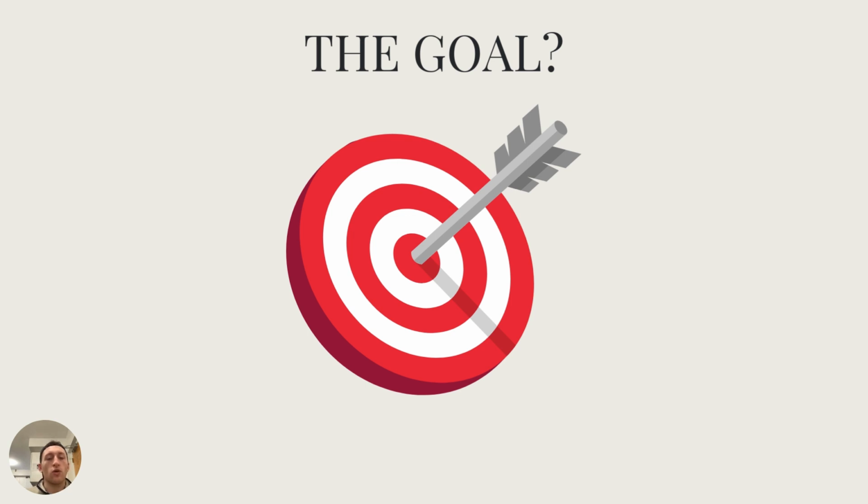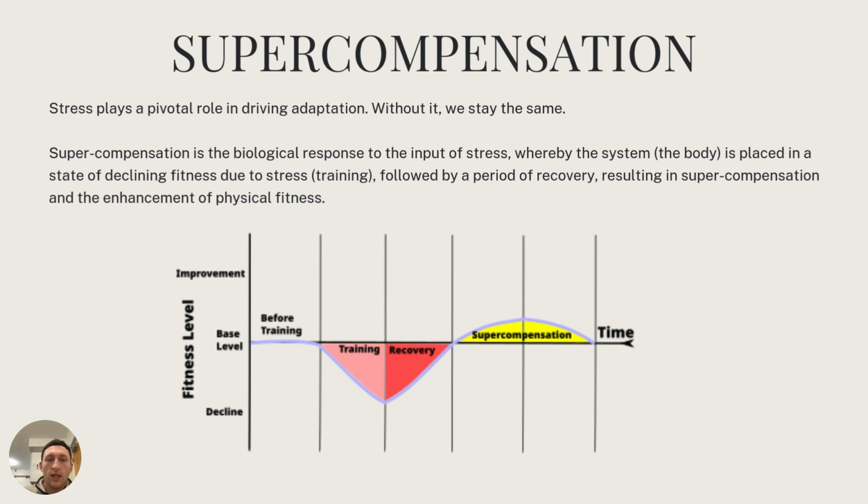So, what's the overall goal of managing stress and load, anyways? It's the concept of supercompensation, which I'm sure you've already heard about. It's the idea that supercompensation is the biological response to the input of stress, whereby the system or our body is placed in a state of declining fitness due to this stress or training. So, followed by a period of recovery, the result is supercompensation and the enhancement of physical fitness.